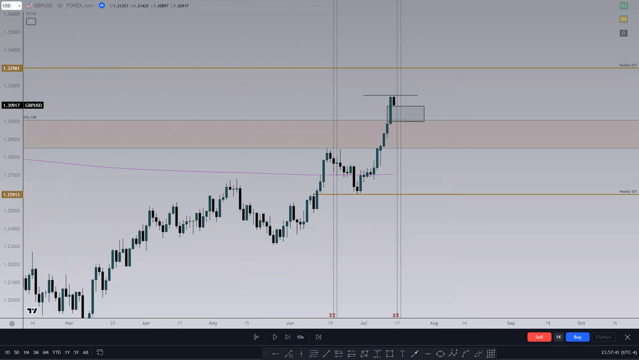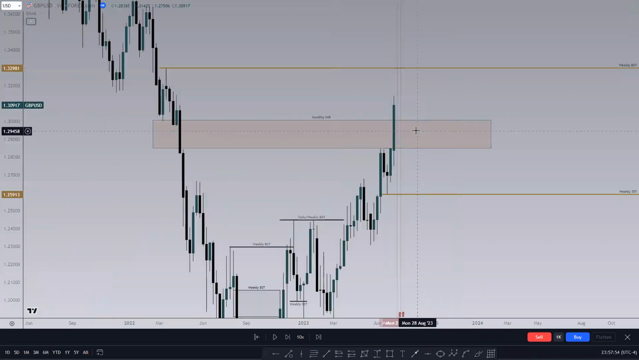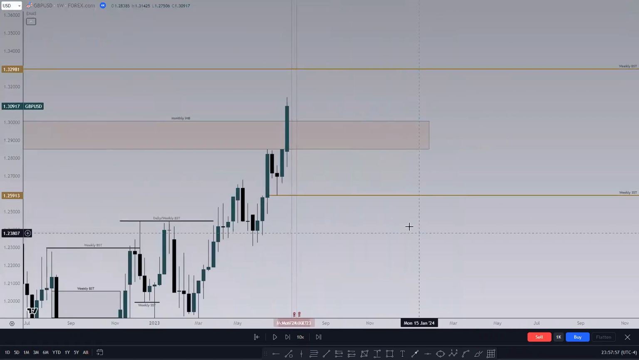So what I'm going to do is go over all the setups that took place between Monday the 17th up until Friday the 21st of July. Starting with a nice weekly overview, we can see that the preceding week, the week from Monday the 10th of July, was incredibly bullish.